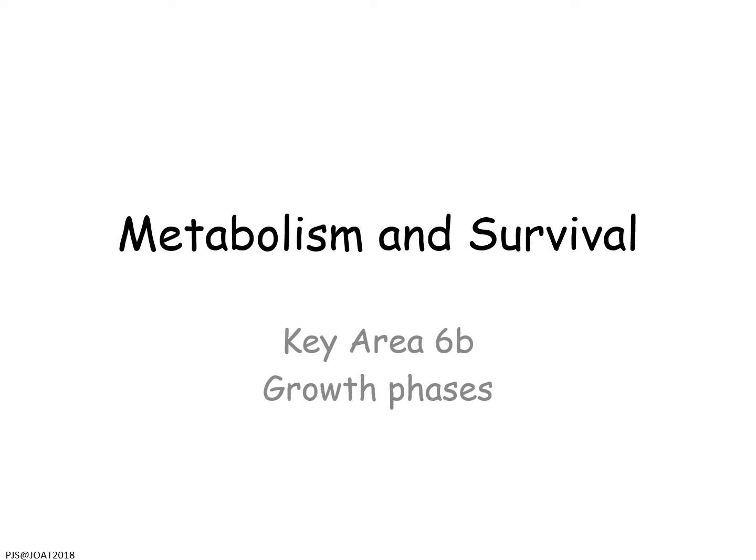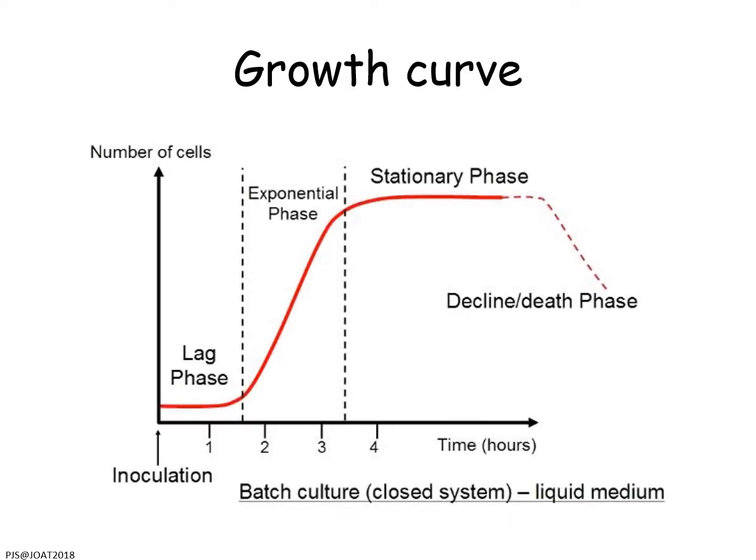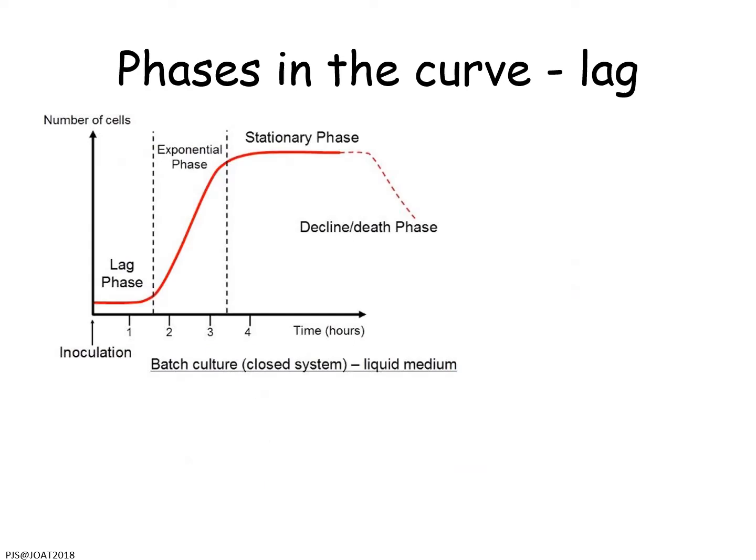We're looking at growth phases, in particular in microbe culture. You're expected to recognise this growth curve. The growth curve is made up of 3 stages in terms of growth and then 1 in the decline. So we have the lag, the exponential, the stationary, and then the death. The exponential phase can also be called the log phase. So lag, log, stationary, death. This is pretty much it. We're going to go through each of these sections.